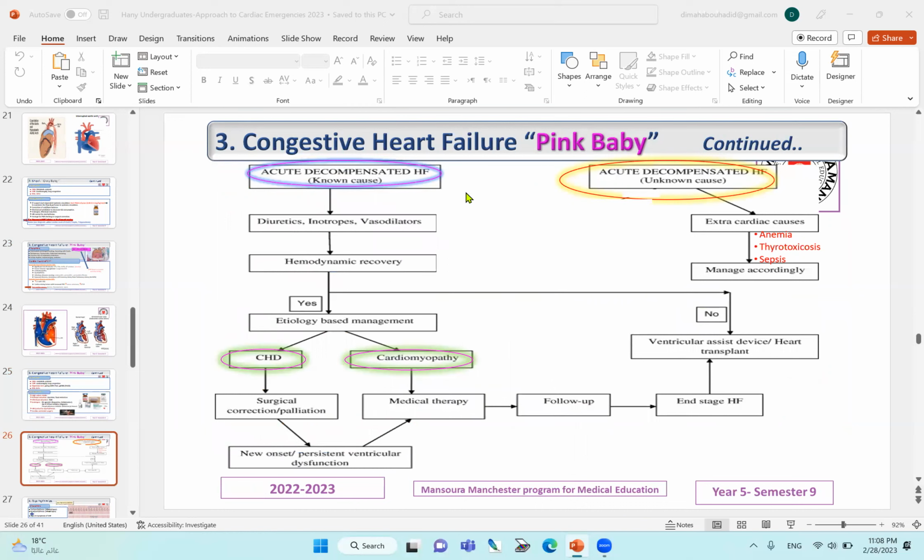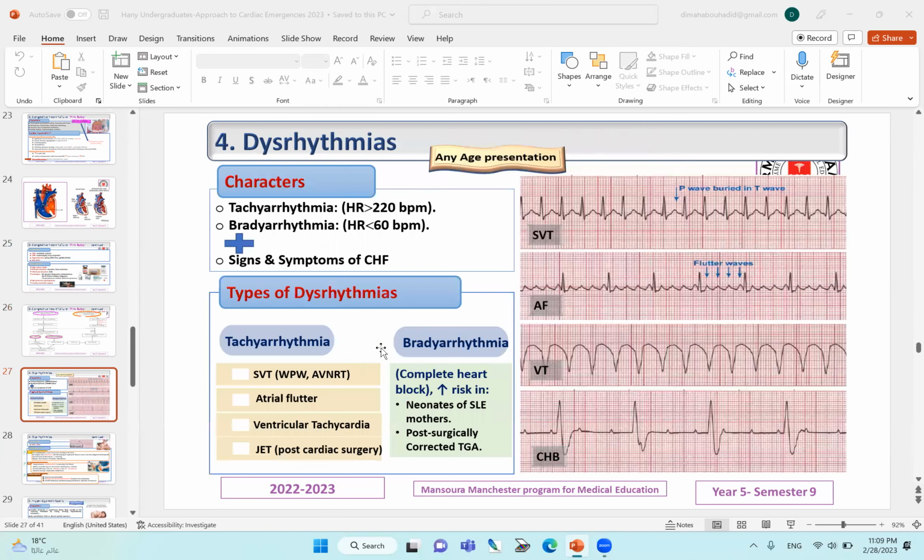This is an algorithm for a baby coming with congestive heart failure. If he is acutely decompensated and you don't know the cause, please exclude extracardiac causes like anemia, thyrotoxicosis, and sepsis, and manage according to the cause. Or if you know that he has heart disease, either cyanotic or acyanotic or arrhythmia or whatever else, you have to give diuretics, inotrope, and vasodilator for the heart failure, and then manage the etiology accordingly. Is it a congenital heart disease or an acquired heart disease?